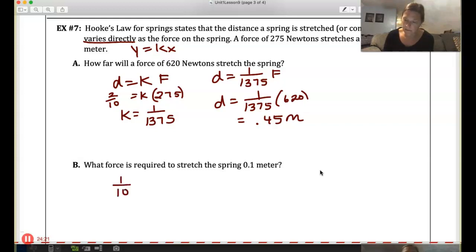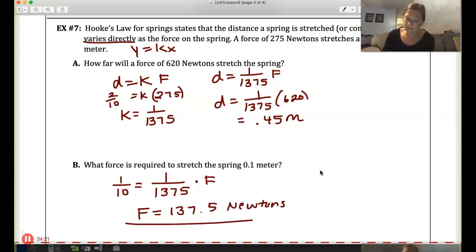So 1/10 of a meter is equal to our constant, which is 1 over 1,375 times F. And then when you multiply by the reciprocal there, you get 137.5 newtons. That one's pretty easy if you guys remember your direct variation problems or equations.